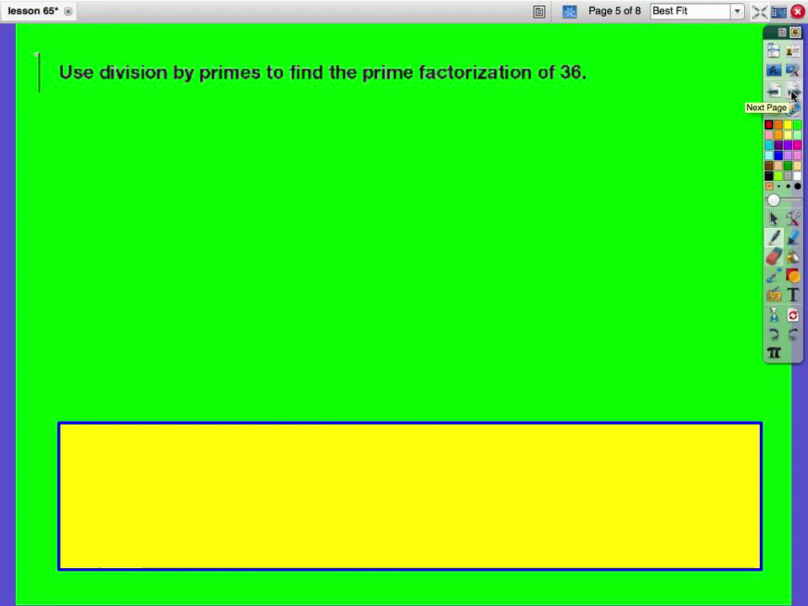Okay. So now we're going to use division by primes to find the prime factorization of 36. Okay. I better start lower. Start down here. Okay, it's even, so I know 2 is a factor. Goes in there 18 times. Okay, it's still even, so 2 again. I get 9. And now 9 is not divisible by 2, so I use the next prime factor, 3, it works. I get 3 on top. I know 3 is prime, so I can stop there.